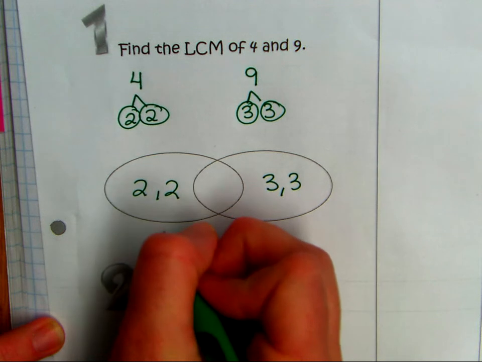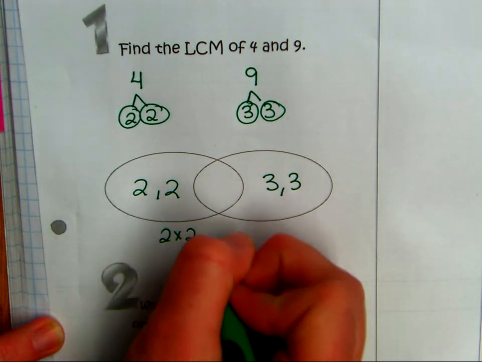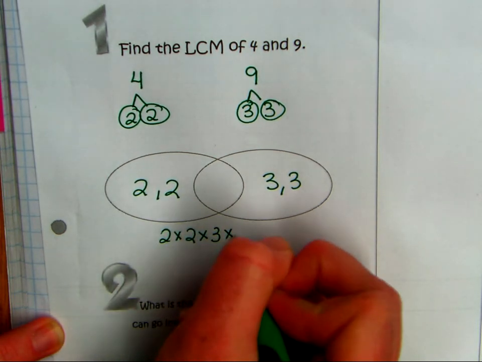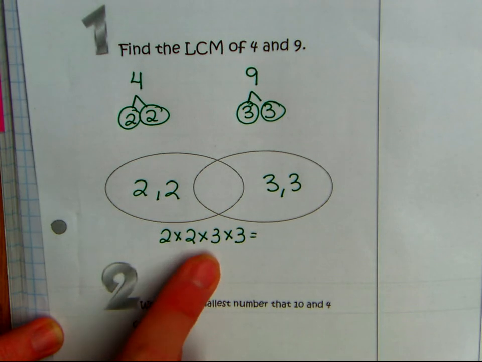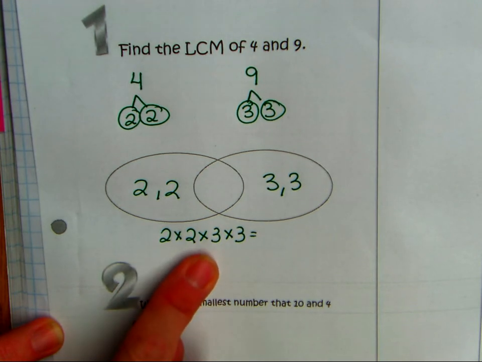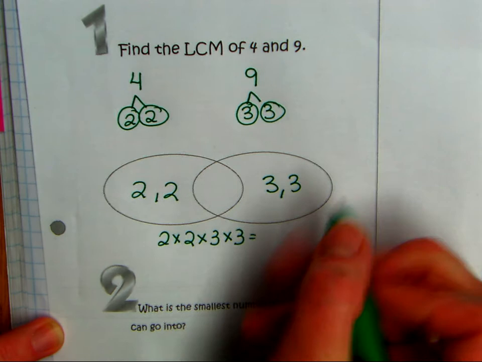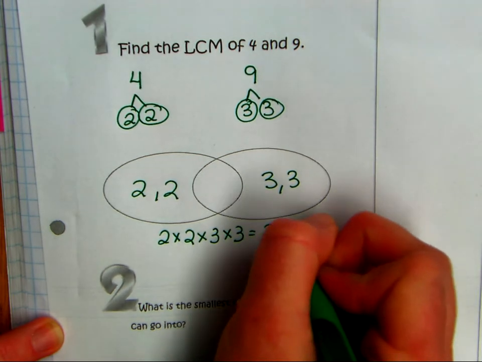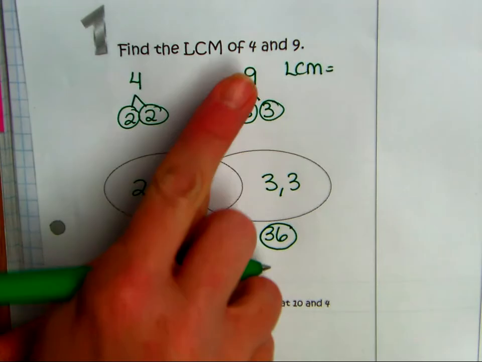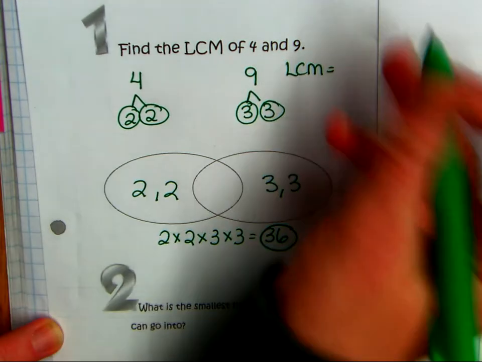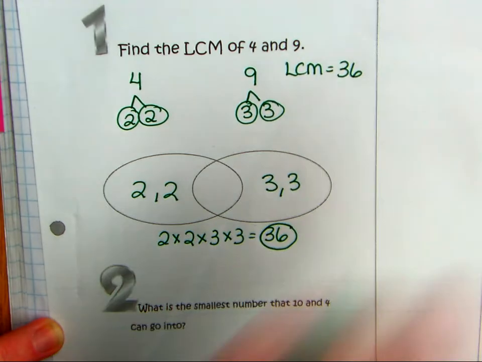So now let's multiply across. 2 times 2 times 3 times 3. 2 times 2 is 4. 4 times 3 is 12. 12 times 3 is 36. Our LCM of 4 and 9 is 36.